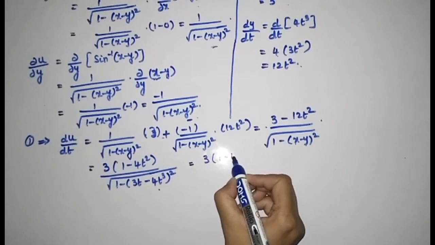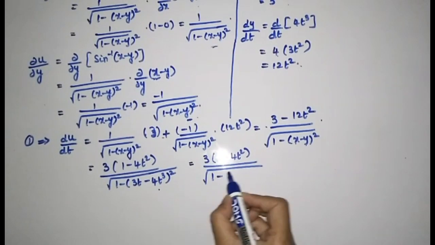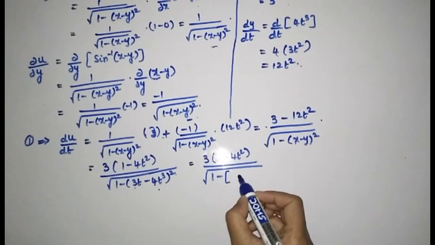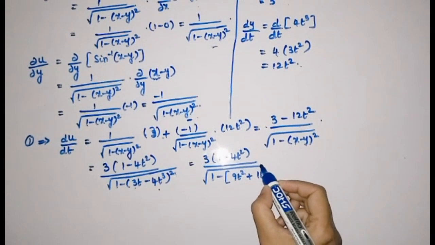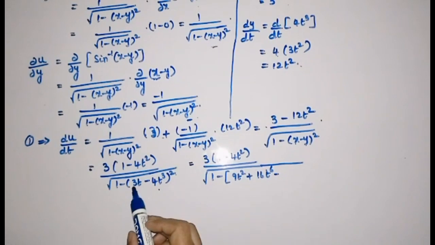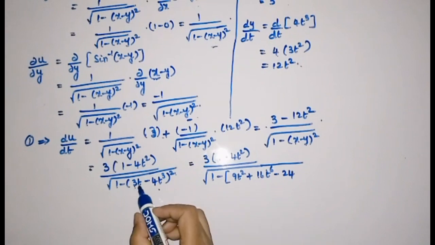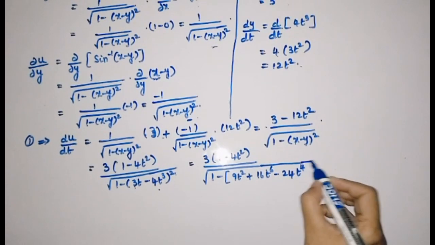Now that is equal to 3 into 1 minus 4t square by square root of, expanding in the form of a minus b whole square, we get 3t square is 9t square plus 4t cube whole square is 16t power 6 minus 2ab, that is 2 into 3t into 4t cube, we get 24t power 4.